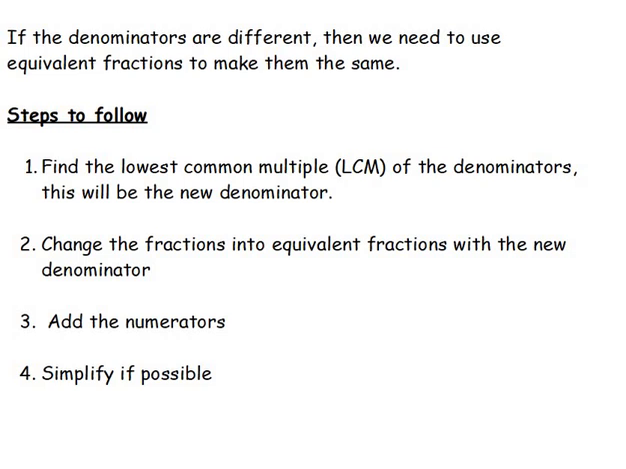So the first step is to find the lowest common multiple, or LCM, of the denominators. Then this would be your new denominator. The second step is to change the fractions into equivalent fractions with the new denominator. Add the numerators, and then simplify your answer if possible.